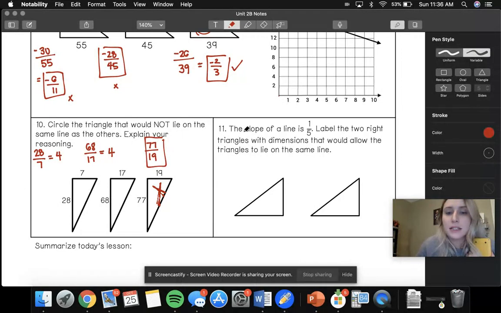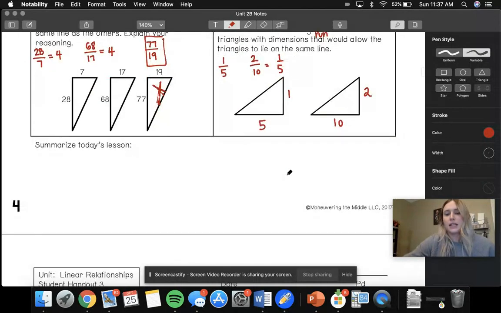All right, final one says to find the slope of a line that has a slope of 1/5. Label 2 right triangles with the dimensions that would allow the triangle to lie on the same line. So this is my rise, and this is my run. My rise would be my up and down. So one easy one I could do would be 1, 5, because that would just go down to 1, 5. Another one that we could do would be 2 and 10. Let's just double them because 2 over 10 would be equivalent to 1/5.